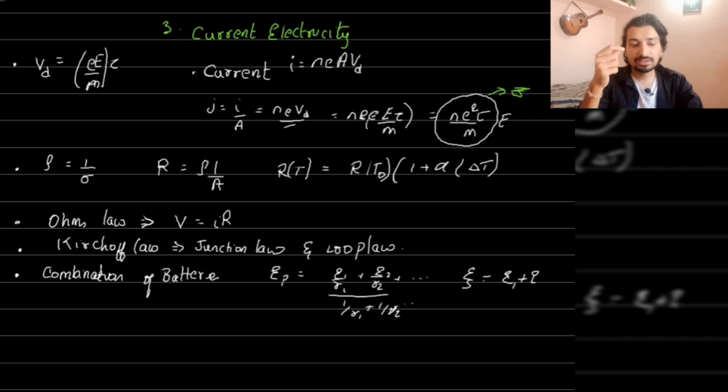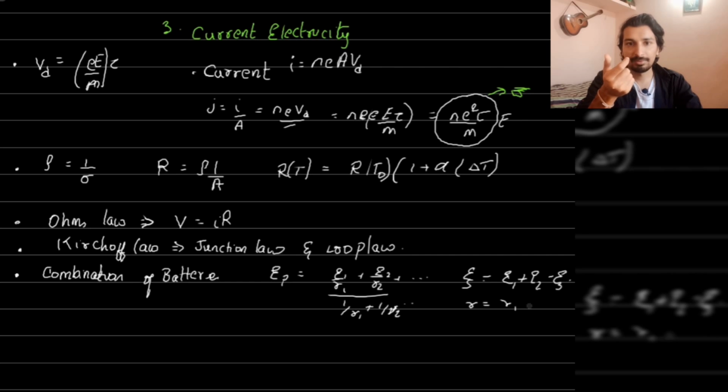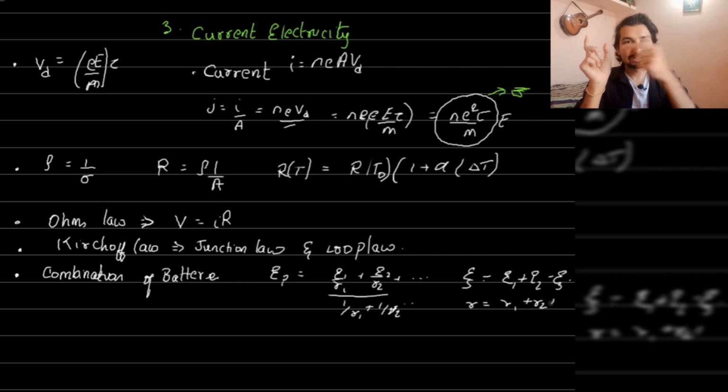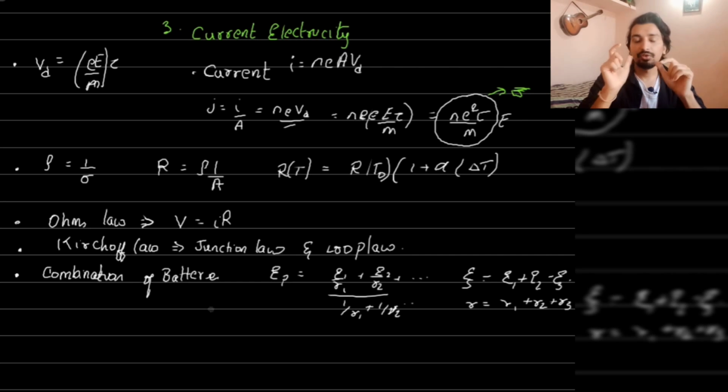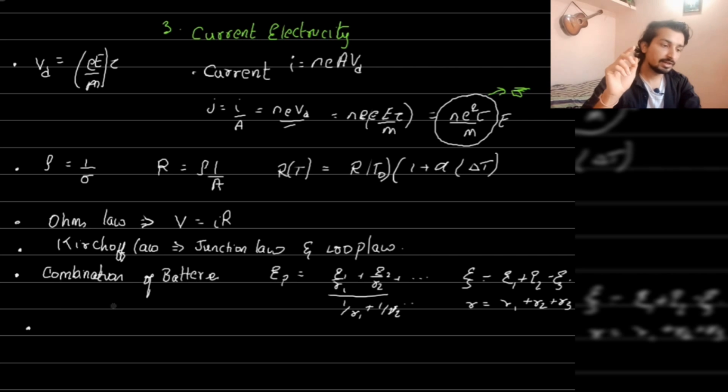And the EMF in case of series is nothing but all the EMFs added together. So if all the batteries are facing in the same direction, then you add the EMFs. If one battery is facing in the opposite direction, you subtract its EMF. Then the resistance is the same thing, all the resistances get added.